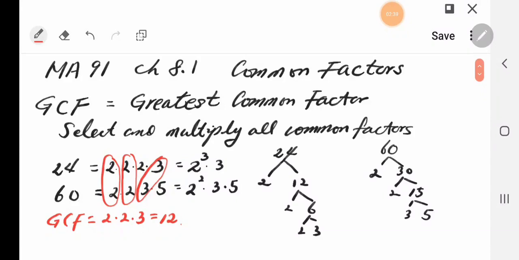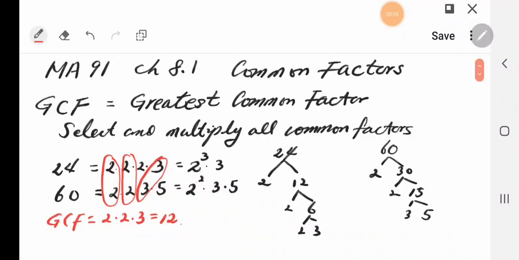So we just found the common factors from this product. But how about the exponential form? From this exponential form, the base 2 is a common factor because number 24 has three 2's, 2 is multiplied 3 times. Number 60 has two 2's; the number of occurrences of 2 is 2 because of 2 squared.